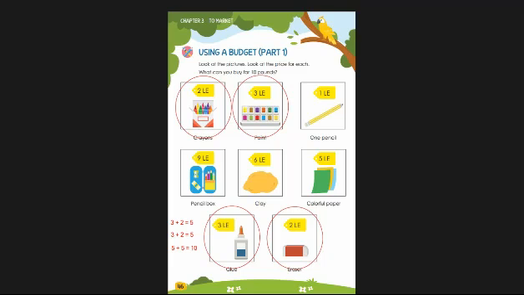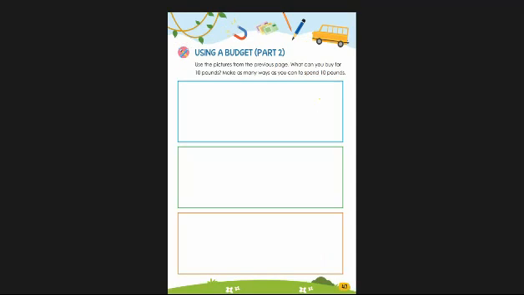You can do exactly this, or you can think on your own and do the math. You have the subtraction, you know how to subtract and how to add, and you can do it. And after you finish all this and choose the 3 ways you can buy stuff for 10 pounds, you're gonna go to page 47 and draw it. Here it says use the pictures from the previous page, which is page 46.